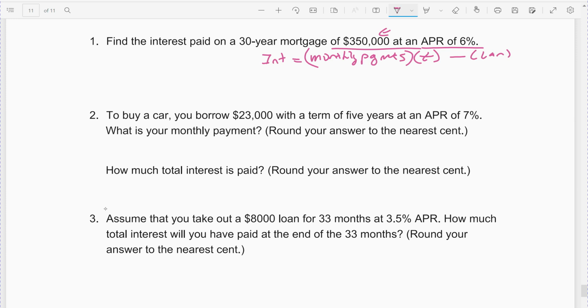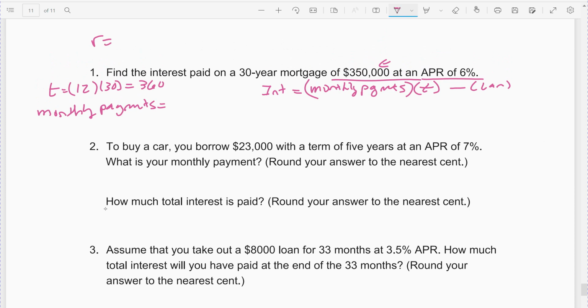So I have to figure out monthly payments and T. Well, T is 12 months for 30 years, we're going to make monthly payments, so that's 360. And then for the monthly payments, you're going to use your formula or the finance key, where R is your 0.06 divided by 12, which comes out fairly nice. The monthly interest rate in that case is 0.005 that you'll plug into the formula.